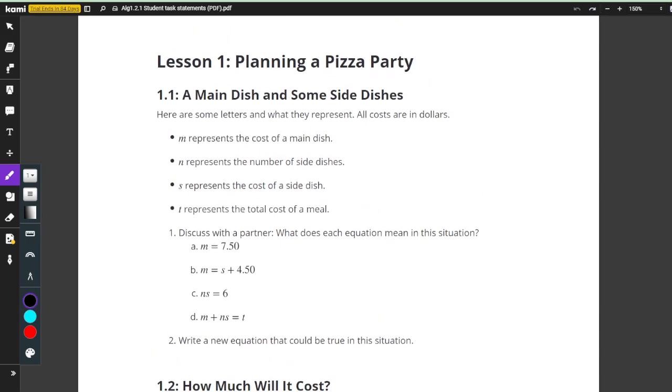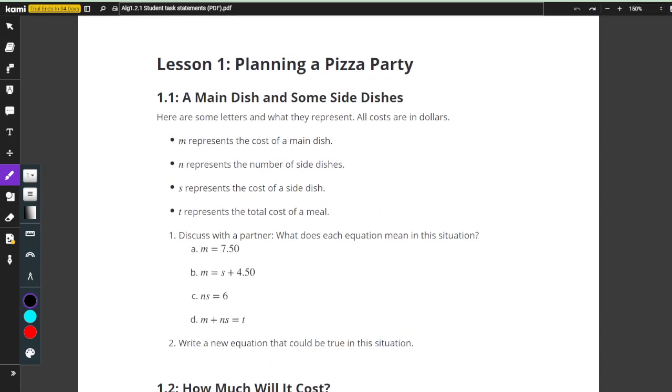We're going to talk about Unit 2, Lesson 1. We are talking about planning a pizza party. We're going to have a couple of things that we're going to do today, and we're going to talk about expressions. So we're going into algebra today, which is a great thing. Now we're not into stats, we're actually going into algebra, which is a great representation. Hopefully you'll be able to understand it. So let's take a look at the first problem.